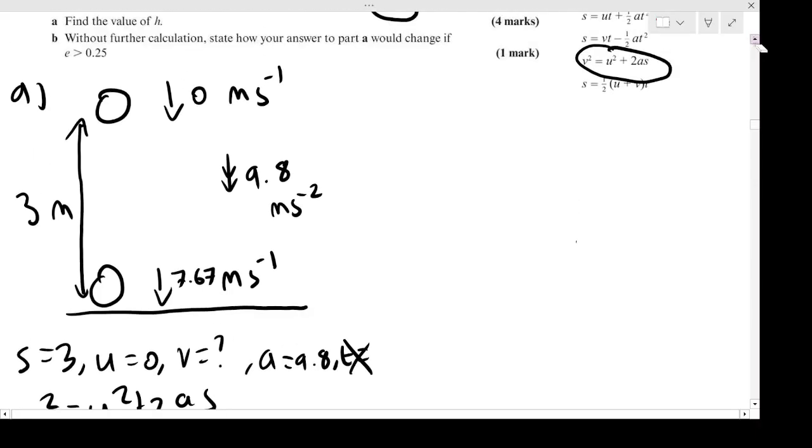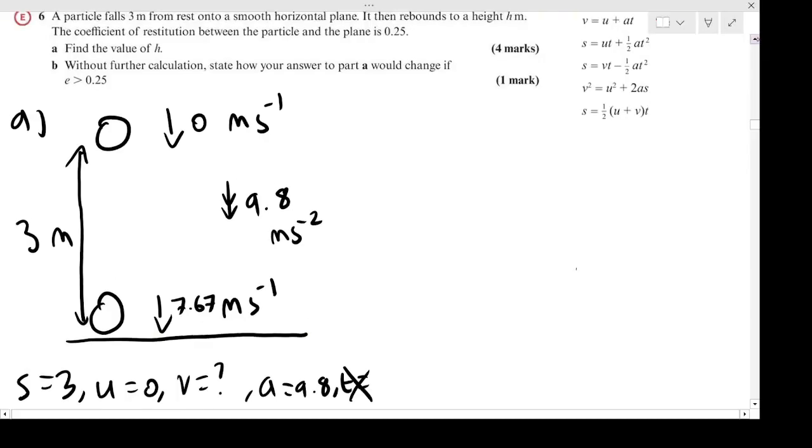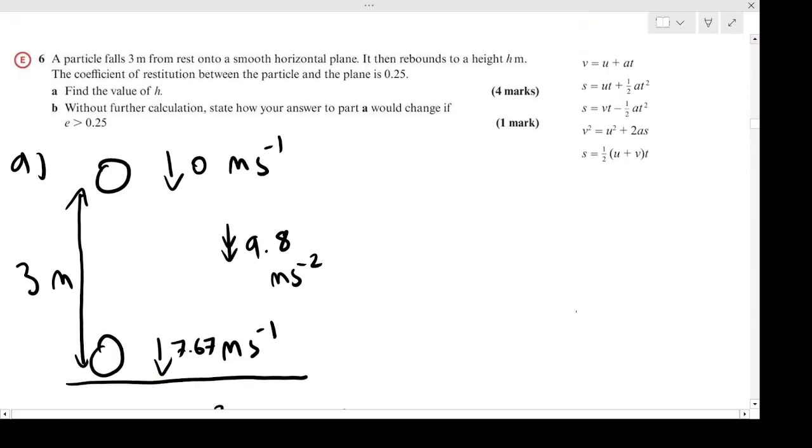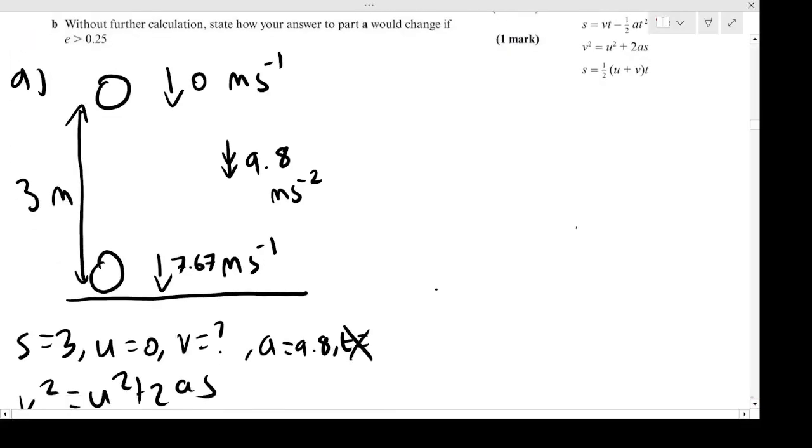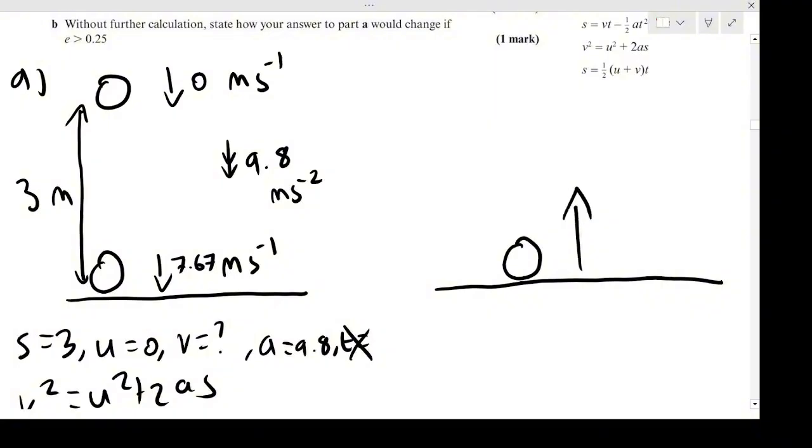Now what's happening then? Well, we're told the particle then rebounds. So the ball is going to bounce off the floor and bounce up. If I now add this diagram here, we've got the situation where the ball is going to bounce up off the floor to some height, some height h there.